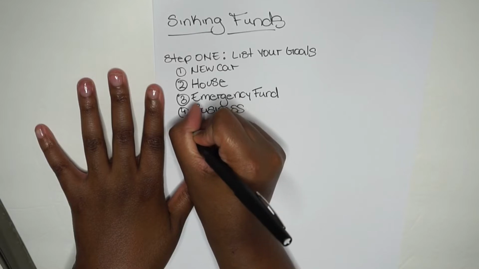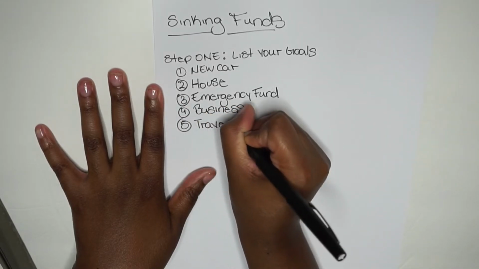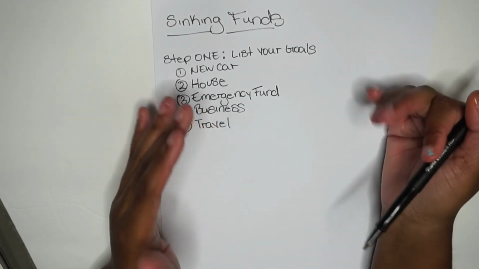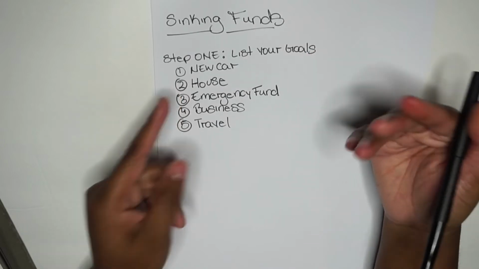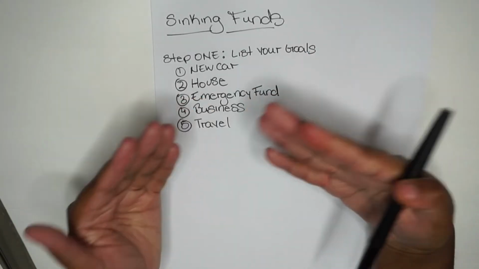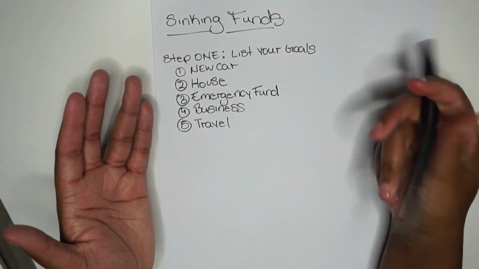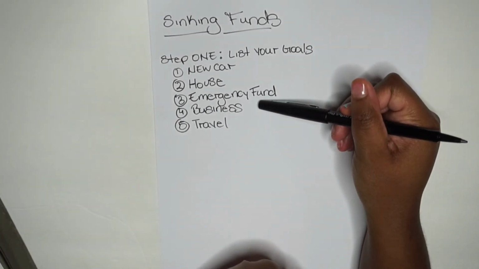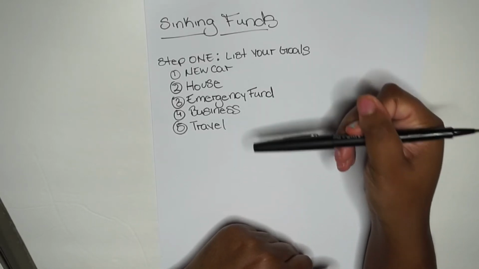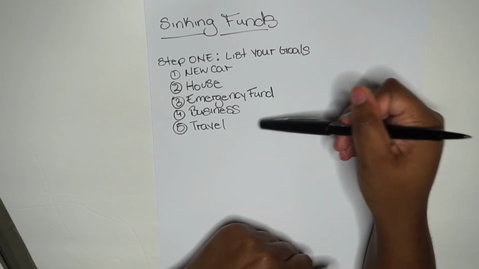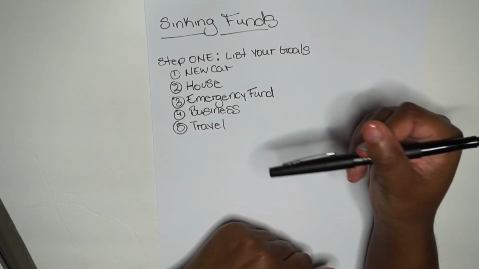My fifth would be travel. Because my life goals and my money goals are to save for a new car. I want to eventually own a house, and I need to save for an emergency fund for emergencies, and I want to start a business, along with I would love to travel more than one time a year. So these are my priorities. These are my goals in life that require money.